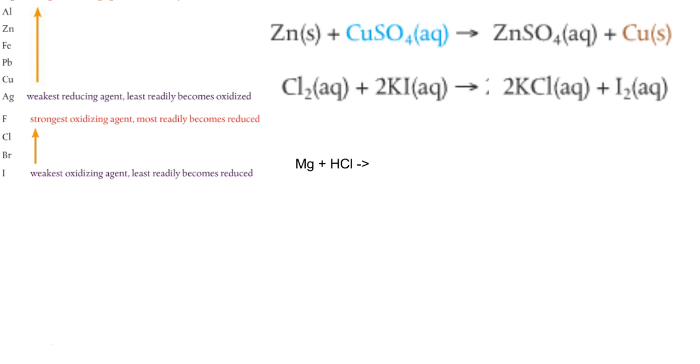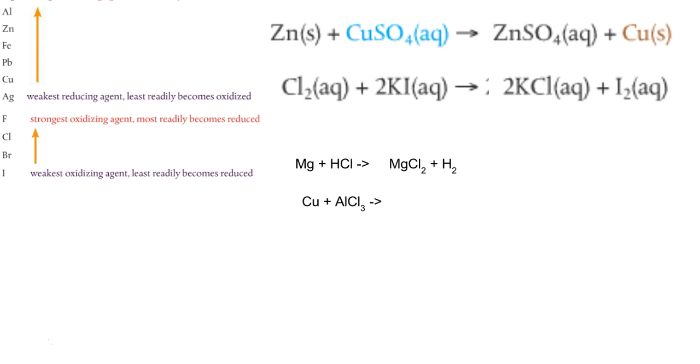Here we have magnesium metal with hydrochloric acid. We know magnesium is the strongest reducing agent. And so does this reaction occur? Of course it does. Chlorine takes a look at that hot magnesium and wants a piece of it.